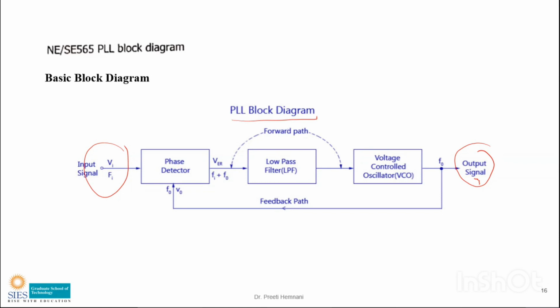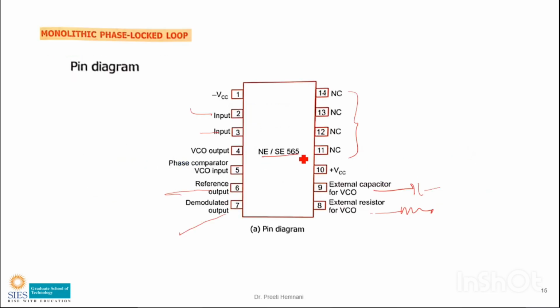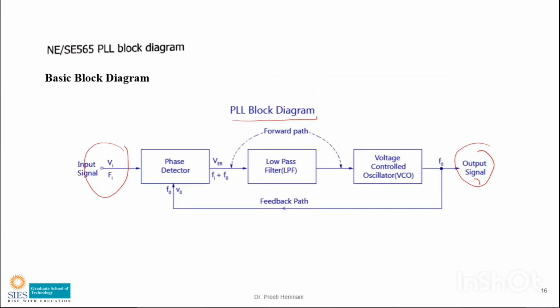So PLL is available in a single package. You can see this is an IC. This is one of the ICs which is used for PLL. There are different ICs numbered 560, 561, 562, 564, 565, and 567. What is 566? We have seen that 566 is the VCO. The one we are going to study is 565. And the main block diagram is this. There's an amplifier here. So these are the main blocks of this.